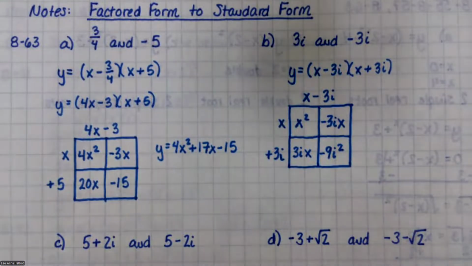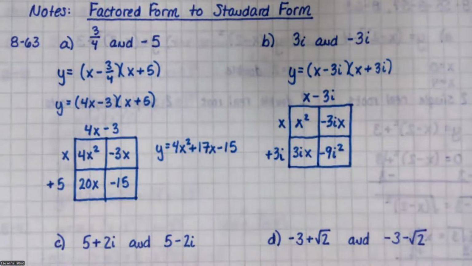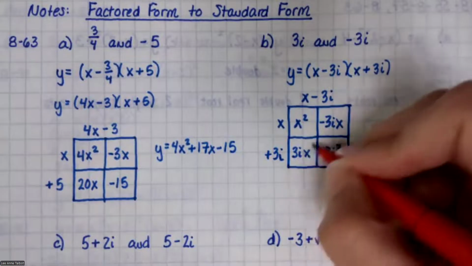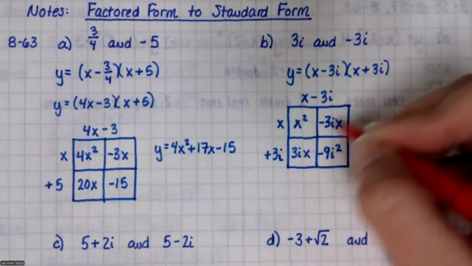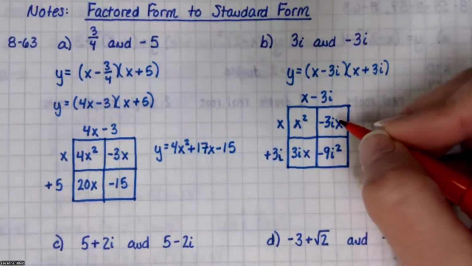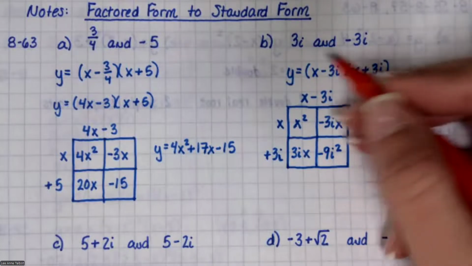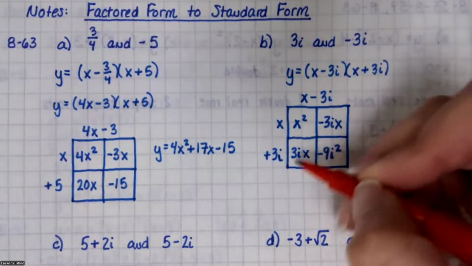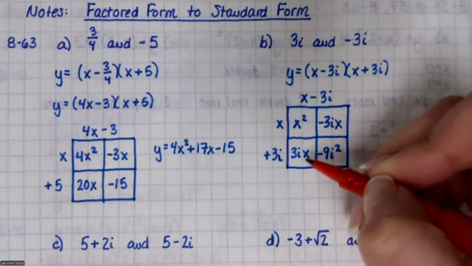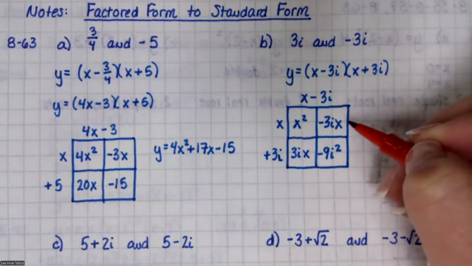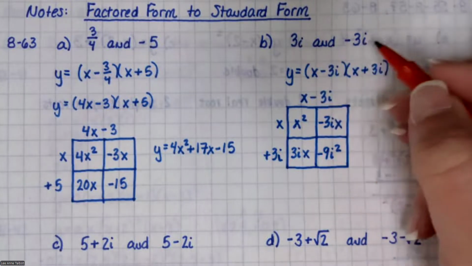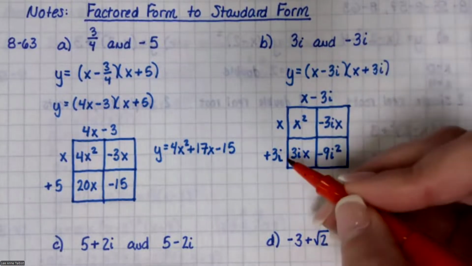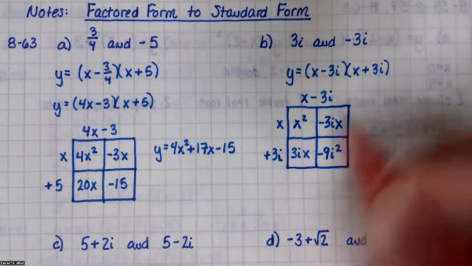Okay, so just get the box part down first, this part. And what I want you to notice is that this box and this box canceled. When you have imaginary conjugates, these two boxes will always cancel. As a matter of fact, you don't even need to write them in. Let me say that again. When you have imaginary conjugates, these two boxes will always cancel. You don't even have to write them in.